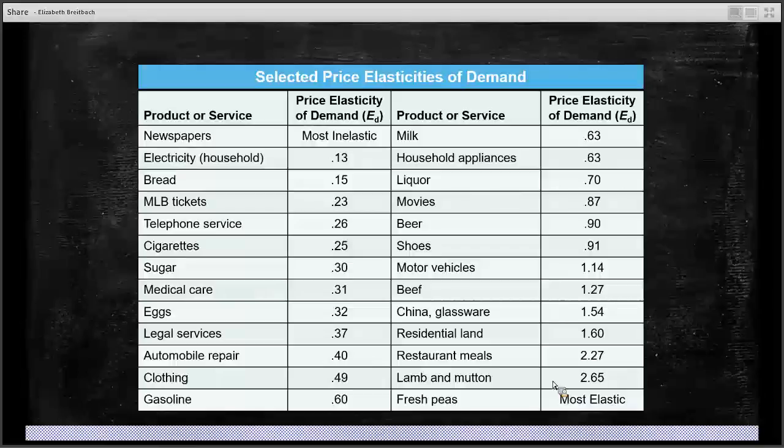Lamb, mutton, restaurant meals, residential land, starting to think about the luxury items as well. So the more luxury the items, the more elastic the demand. Okay, so you can see in there we have a variety of different elasticities. The left-hand column, most inelastic. The right-hand column, most elastic. All right, so make sure you go over those determinants. There's going to be some extra practice in your more practice folder that's going to allow you to double check your knowledge and understanding on whether you can identify if a good is going to be price elastic or price inelastic. Good luck.